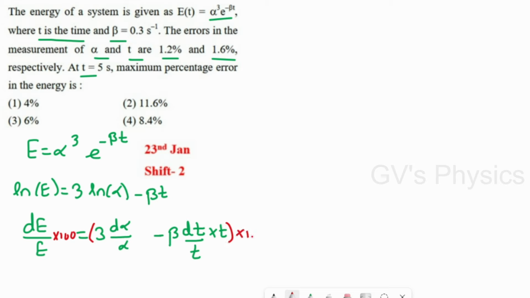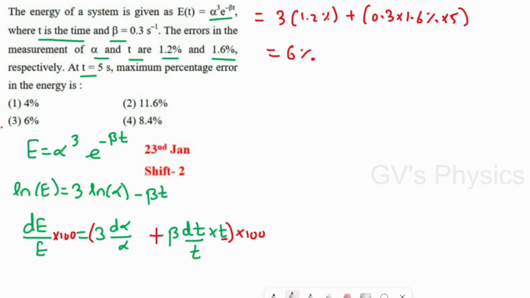Most important, always in the case of error, we should not substitute minus. Always we will add the error. Because of that, this minus will become plus. Now we will substitute the values. 3 into del alpha by alpha, given as 1.2 percentage, plus beta is 0.3 into del T by T is 1.6 percentage, and we have to substitute the time, which is given as 5, so into 5. If we calculate this value, we will get 6 percentage. Option 3 is the right answer.